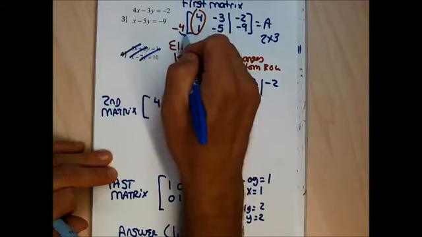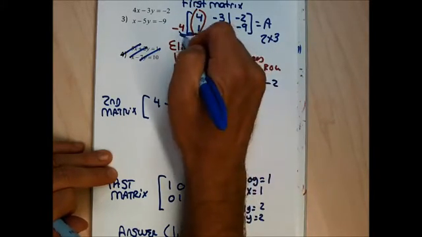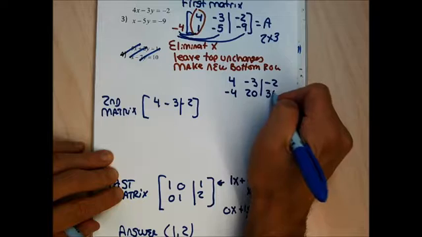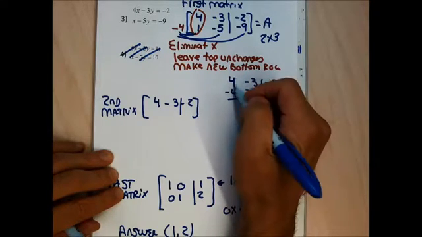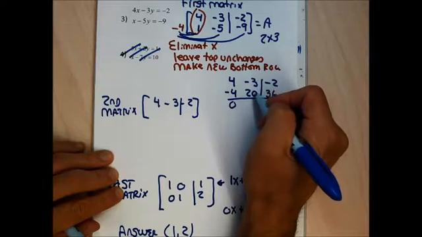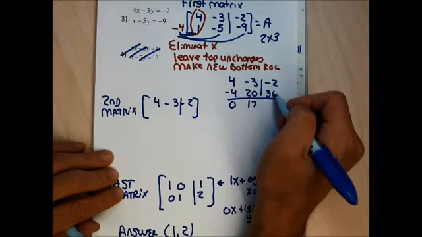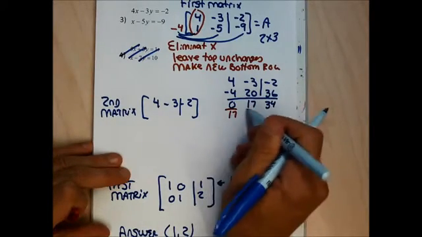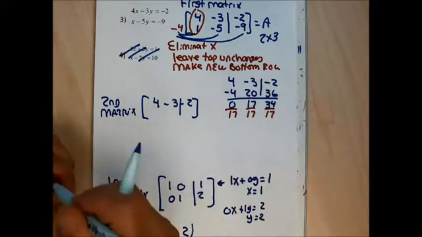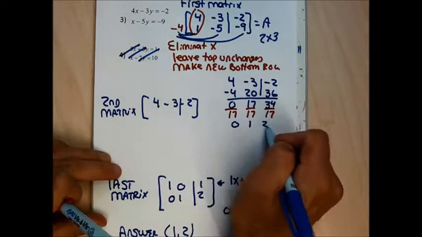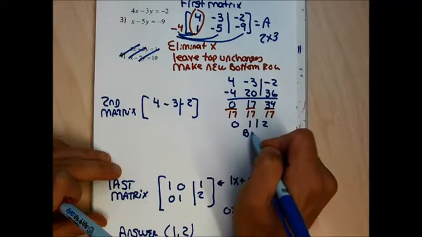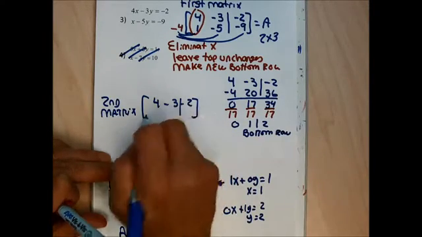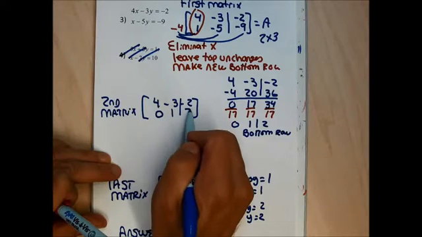Now I'm going to go negative 4 times 1 is negative 4. Negative 4 times negative 5 is positive 20. Negative 4 times negative 9 is positive 36. Combine. Negative 4 and 4 gives me a 0. Negative 3 and 20 gives me a positive 17. Negative 2 and 36 gives me a positive 34. All of these numbers are divisible by 17, so I'm going to divide by 17 and get 0, 1, and 2 for my bottom row. So into matrix 2, my bottom row is going to be 0, 1, and 2.